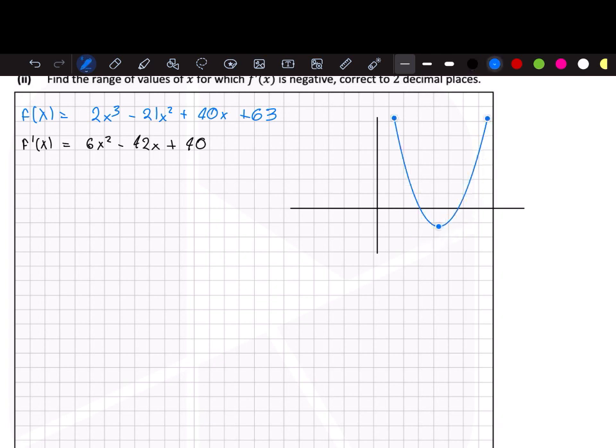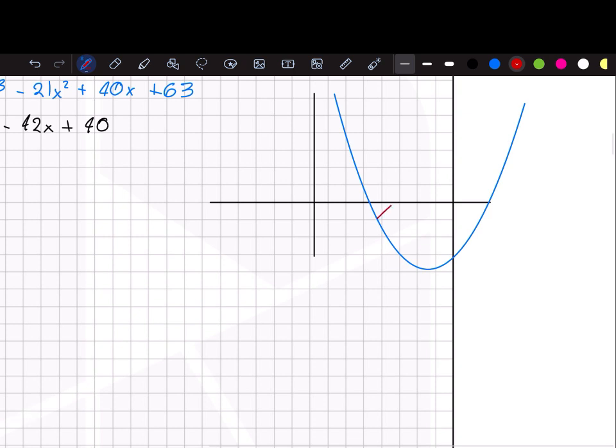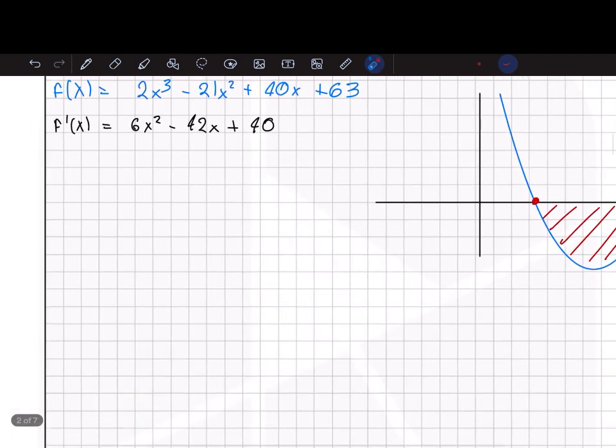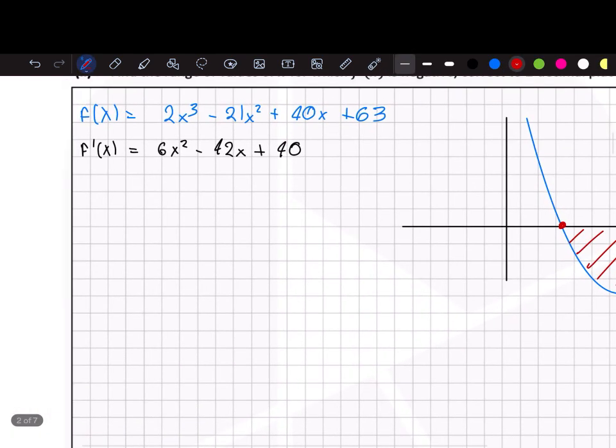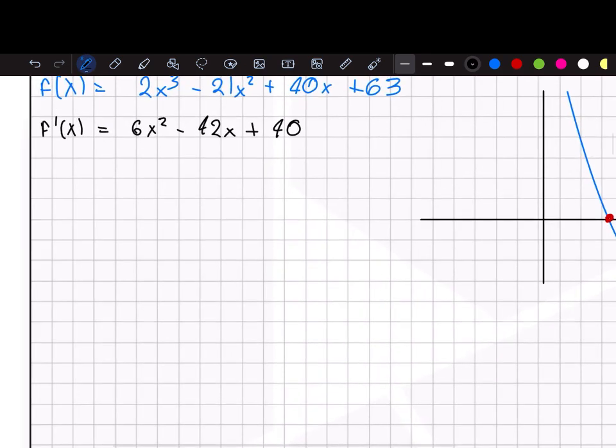So if we're looking for the range of values for which it's negative, we're looking for anywhere it's below the x-axis. So we're looking for all the values here, and more importantly, we're looking for this point right here and this point right here, because anywhere along the x-axis here, it's going to map to a point on the graph that's below 0. So all we need to do is find these 2 points. Again, all we're going to be doing is just doing the minus b formula again, because that's how you find the roots of a quadratic.